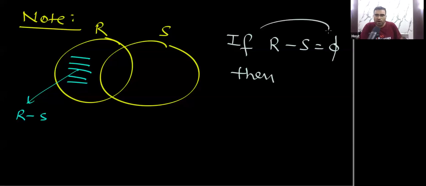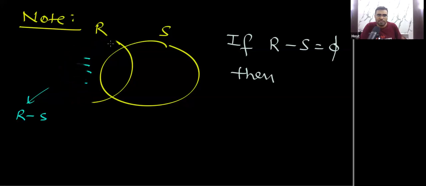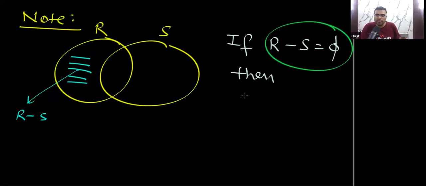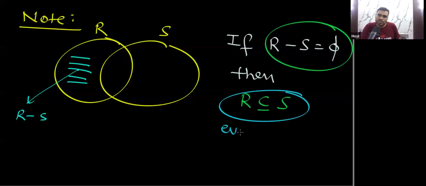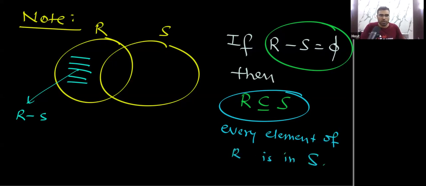Yes or no? If R minus S is phi, it means this area is phi, this area is phi, this area is phi. Do you agree? Now you can see this is R, so R is a subset of S. So if R minus S is phi, then I can say R is a subset of S, which means every element of R is in S. Is this point clear? Please tell me.